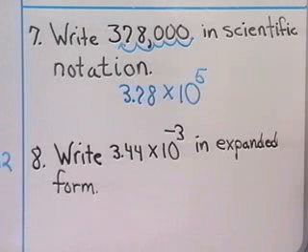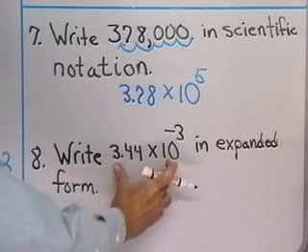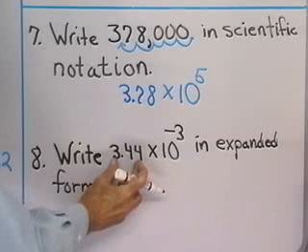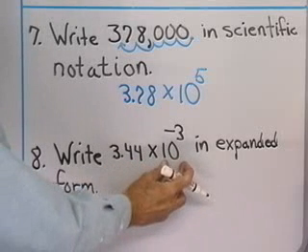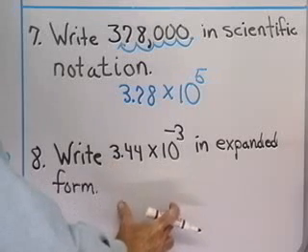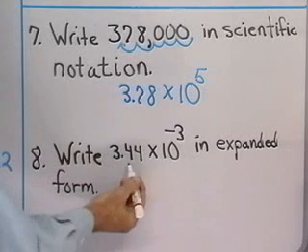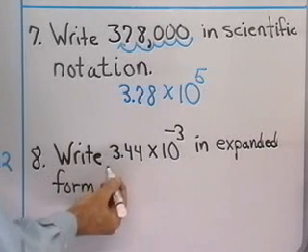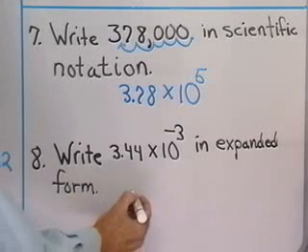Here's our next problem. Write 3.44 times 10 to the negative 3rd in expanded form. Well, this number right here is a small number because I have 3.44 times 1,000th. So I know when I expand this, it's going to still have to be a small number. So that tells me I'm going to have to move the decimal point from where it is 3 places this way to make sure I end up with a small number.